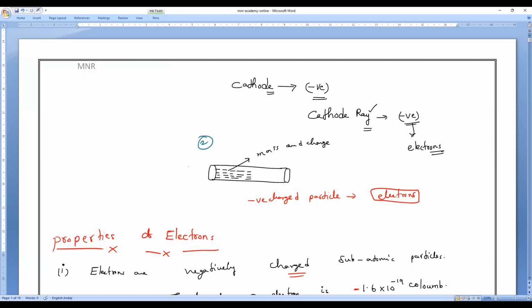Electrons have the same mass and charge, which are independent of the nature of the gas filled in the discharge tubes.